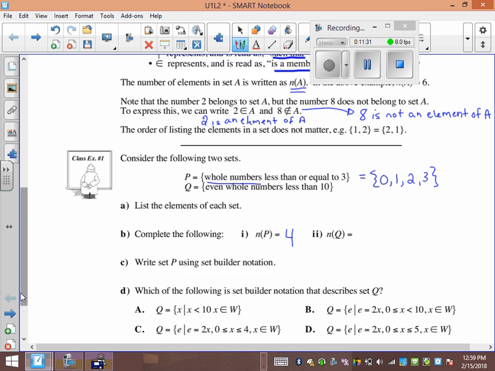The next one says even whole numbers less than 10. What are the even whole numbers less than 10?